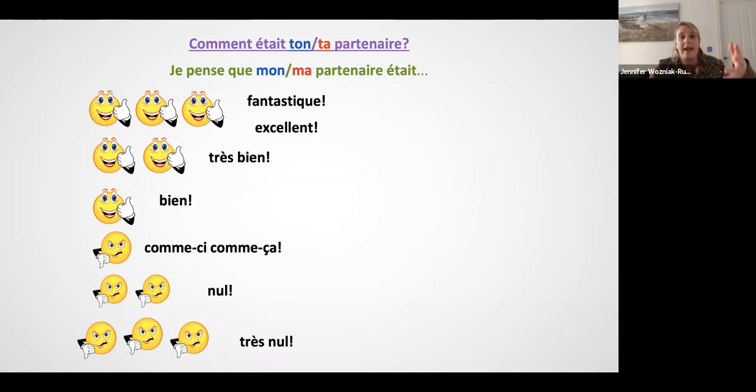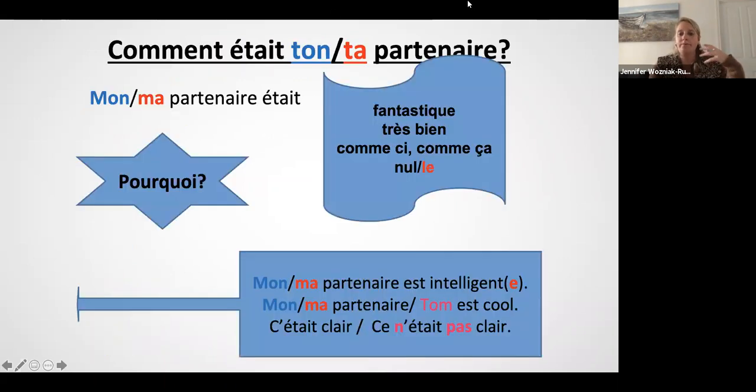So for example here, if French is not your main language, it says, how was your partner? I think that my partner was fantastic, excellent, very good, okay, bad, very bad. And again, when they're really confident with that, I will add some reasons for it. So what are the reasons? Well, my partner is intelligent, it was clear, it wasn't clear, my partner is cool, things like that. So very basic to start with.